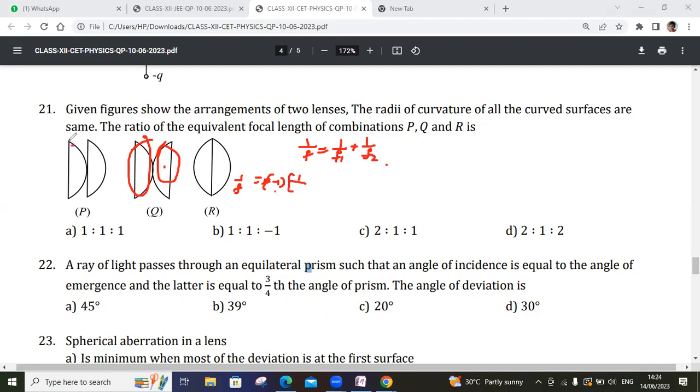You take plane first, then convex next, or convex first, then plane. For both the cases, you will get the same f, because here r1 will be infinity, r2 will be minus r. Here r1 will be plus r, r2 will be infinity. So you will get 1 by r only. So f is the same always. So 1 by f will be 2 by focal length of each lens. So the ratio will be 1:1:1.